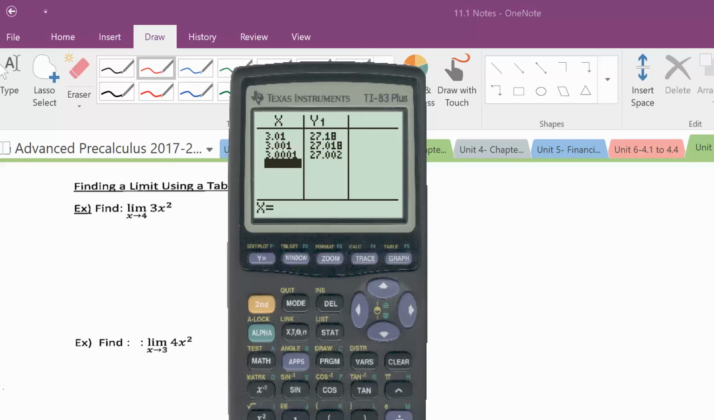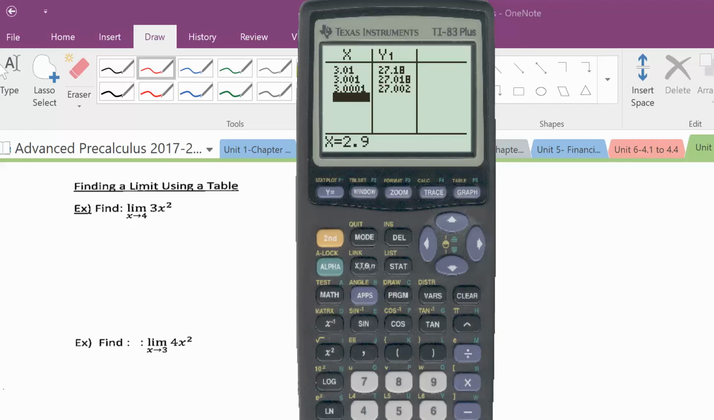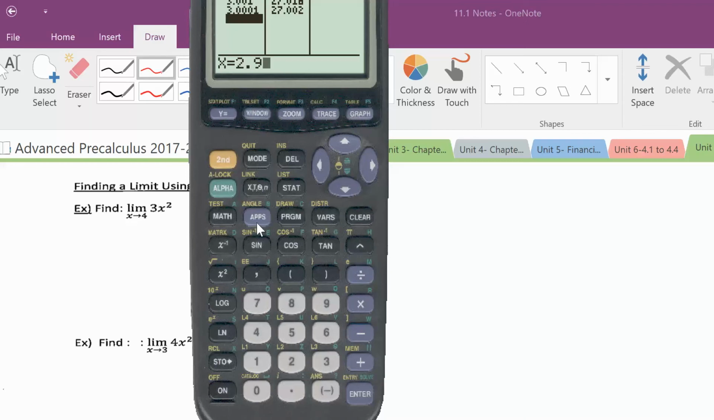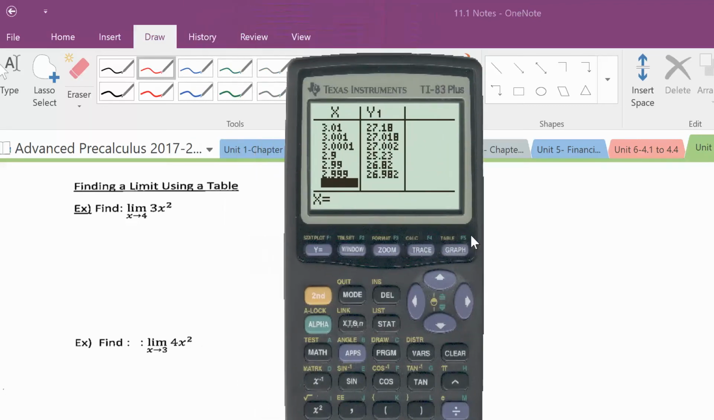Those are numbers bigger than 3. What if you did numbers a little smaller than 3? For example, 2.9. When you hit enter, it gives you 25.23. Then 2.99 gives 26.82, and 2.999 gives 26.982. Notice as it's just bigger than 3, it's almost 27, and if it's just smaller than 3, it's almost 27, it's 26.98.